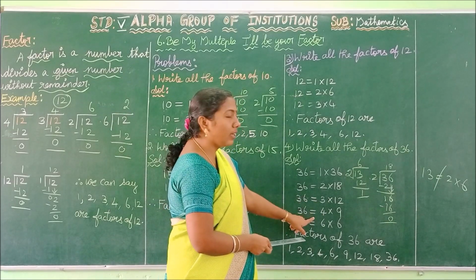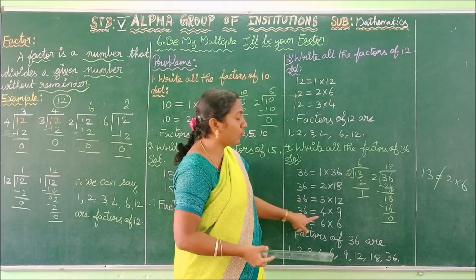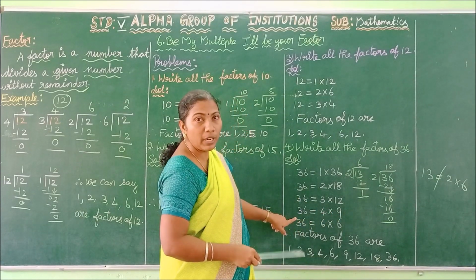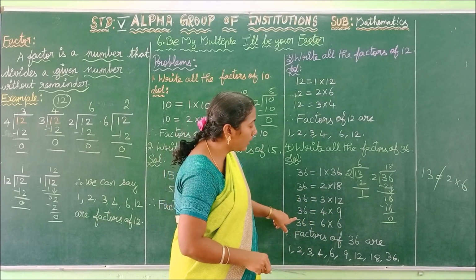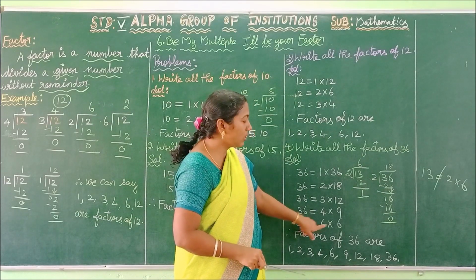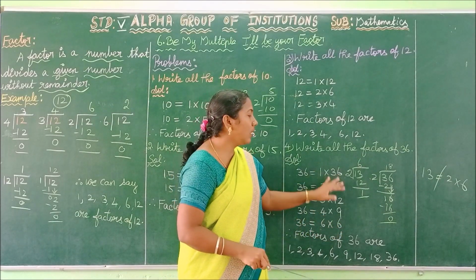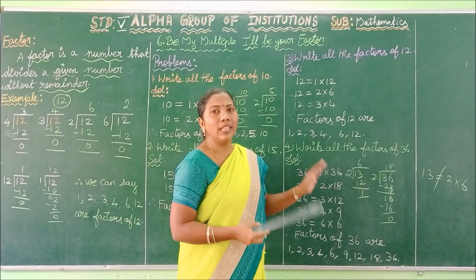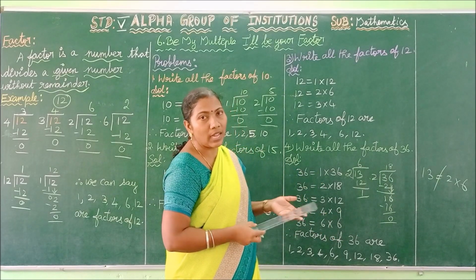Again 36 can be written as a multiple of 4. So 4 into 9. 36 will not come in the 5th table, but it comes in the 6th table. So it can be written as a multiple of 6. So 6 into 6. These are all the possible ways of writing 36 as a multiple of other numbers, that is, the product of other numbers.